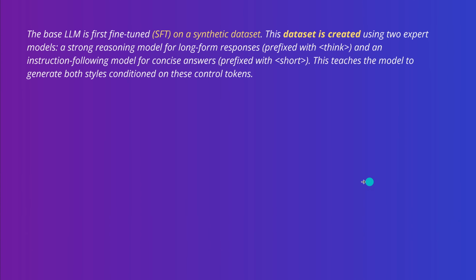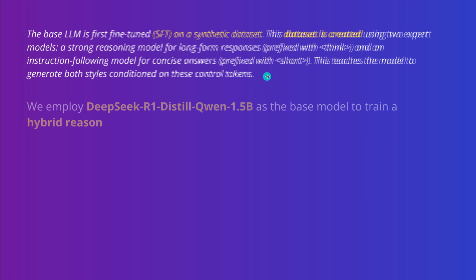Great. So, step back, short summary, what we do. We have to create, as the very first step, a data set. And the data set is exactly what we want the system to learn. So, a synthetic data set. The data set is created using 2 expert models, LLMs. We need a strong reasoning model for the long form responses prefixed with think, and an instruction following model for some concise short answers prefixed with short. And this now teaches the other model to generate both styles conditioned on these control tokens.